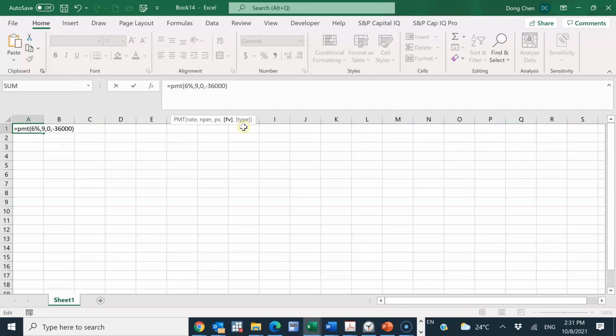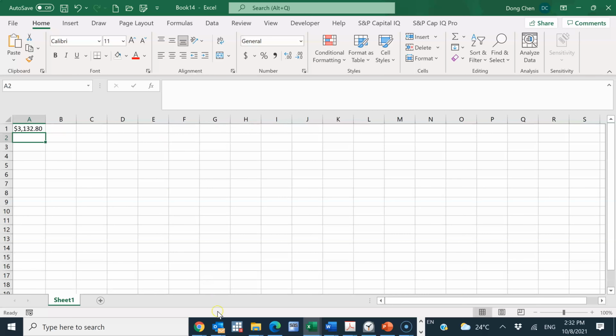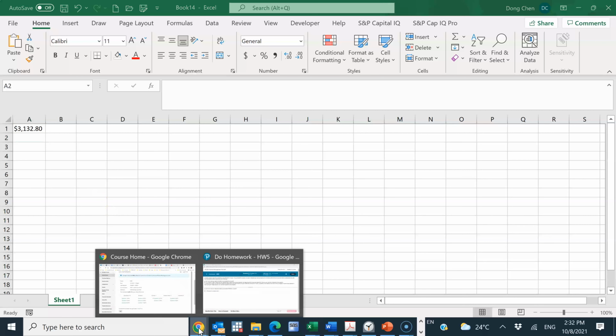After the future value, you can also notice we have a type here. This means whether it's an annuity due or an ordinary annuity. By default, it's an ordinary annuity, and in this case we know we have an ordinary annuity, so we don't have to worry about this type. Now I can just close the function and press enter, and this gives me the annuity payment.